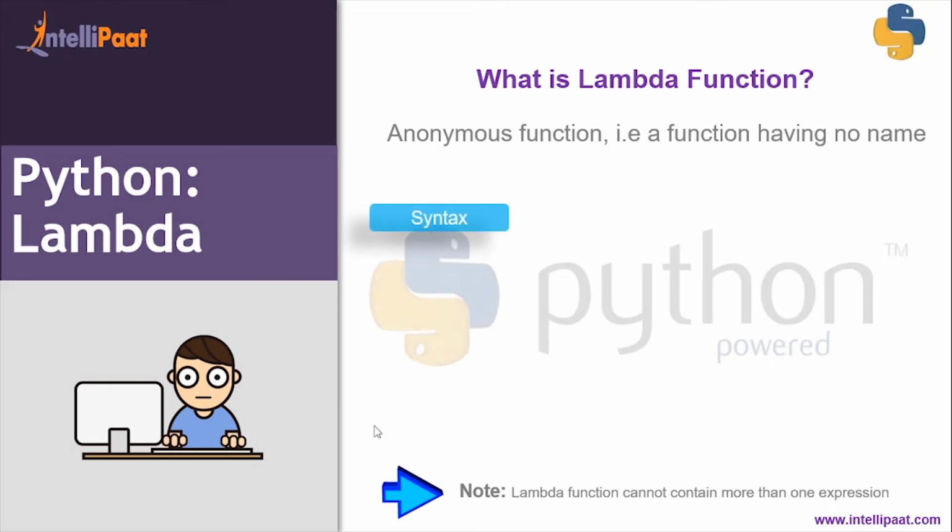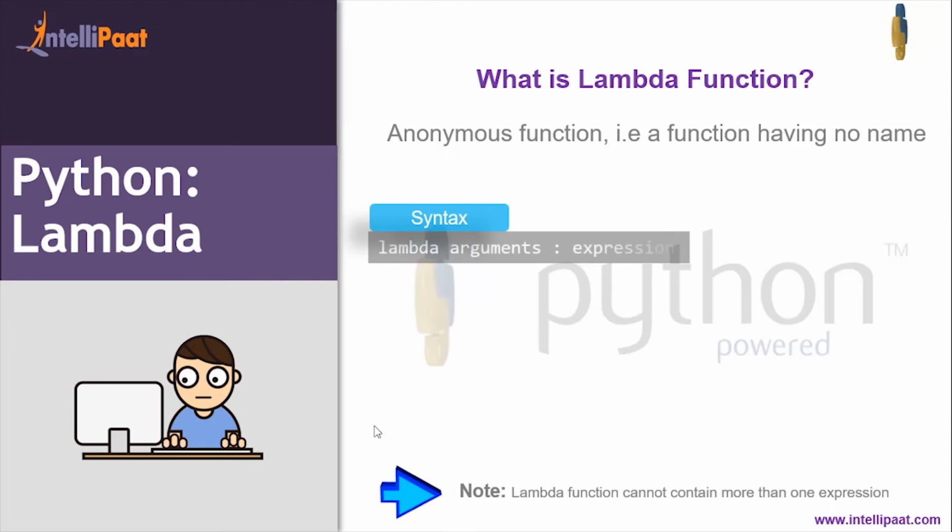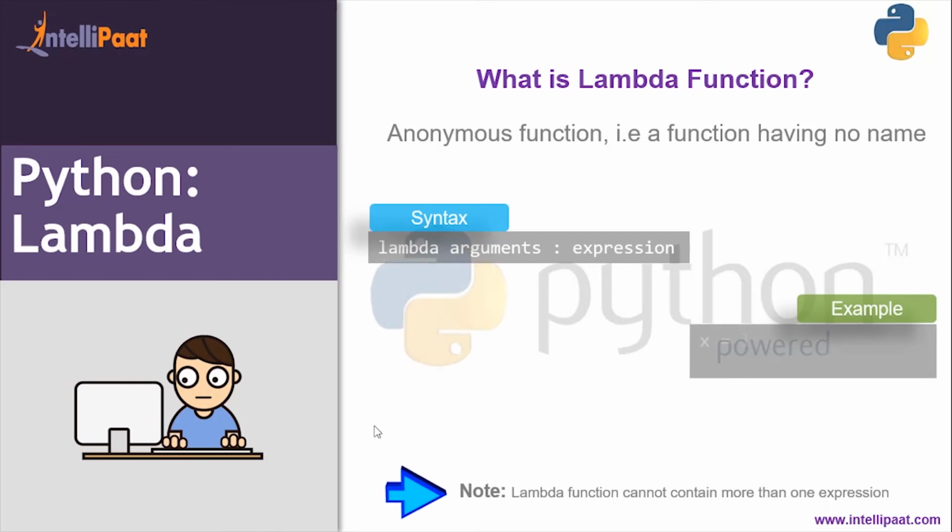So here's the syntax: lambda argument colon expression. For example, we have x equal to lambda a colon a plus 10, and print x of 5. So what it is basically doing is defining a lambda function that adds 10 to the number passed in as an argument and then prints the result.